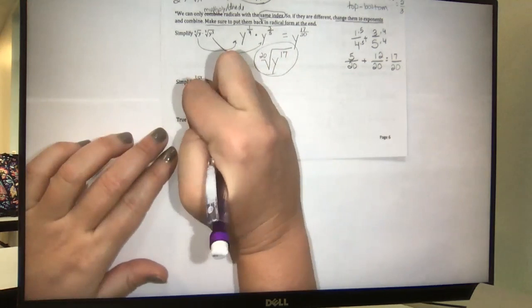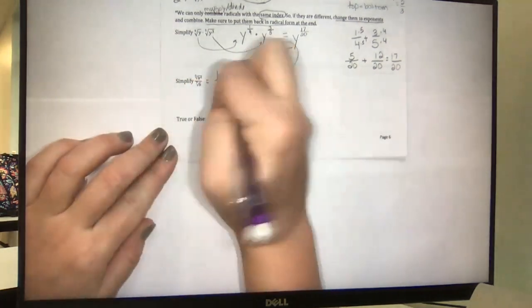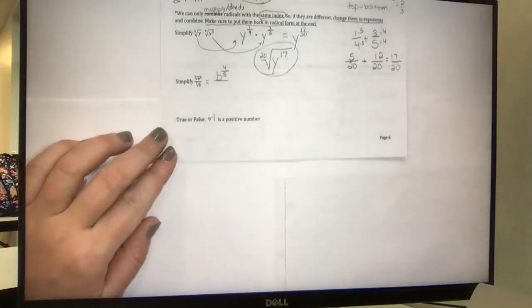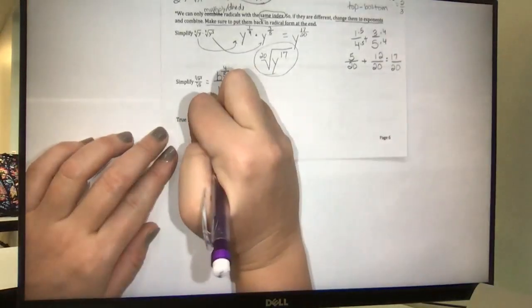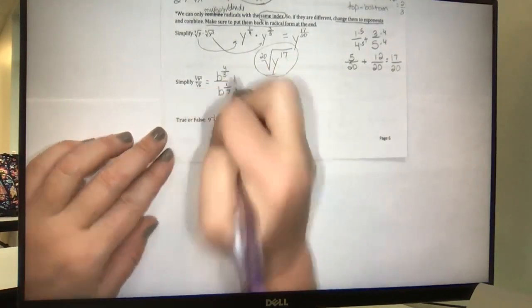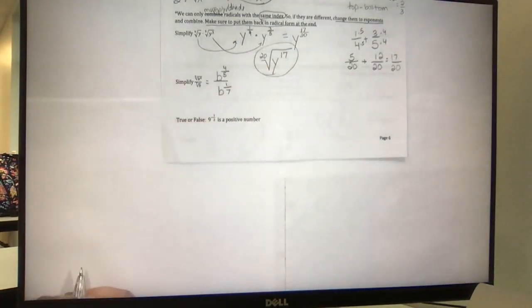So in the numerator, I'm going to have b, his exponent's 4, his index is 5. In the denominator, I'm going to have b, his exponent is 1, his index is 7. So that's what the problem actually looks like with fractional exponents. Is everybody starting to feel more comfortable with how to put that into rational exponents versus radical form?